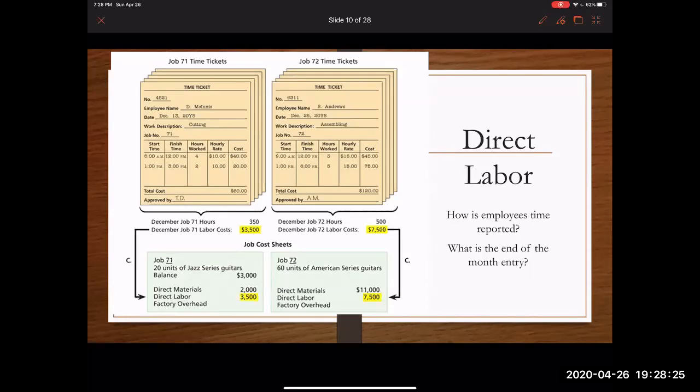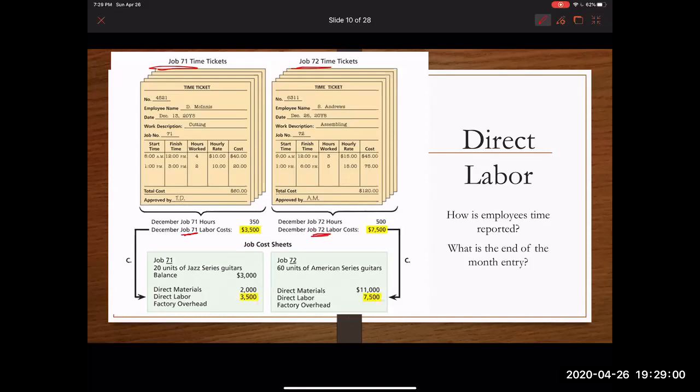So in our last example, I said maybe 200 yellow guitars, right? All of the people working on these 200 yellow guitars are using time tickets to allocate their time, saying, okay, this department worked on it, this department worked on it as well. So hopefully that made sense to you. For job number 71, this is the one we're looking at right here. And for job number 72, we have two different time tickets and two different jobs, right? Job number 71, job number 72.